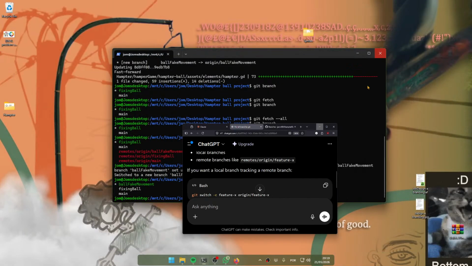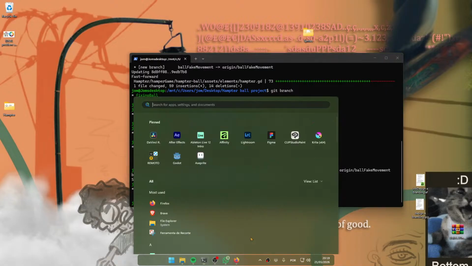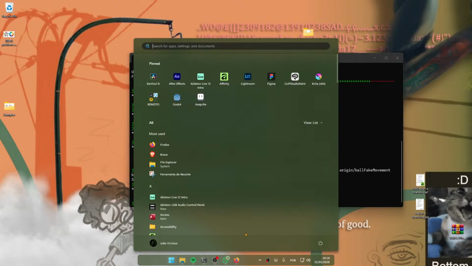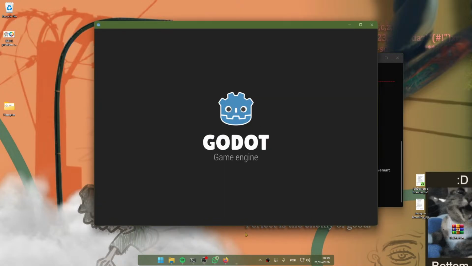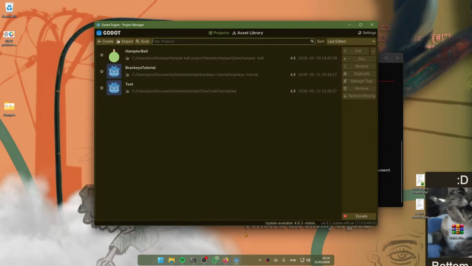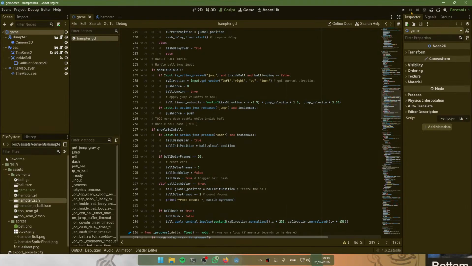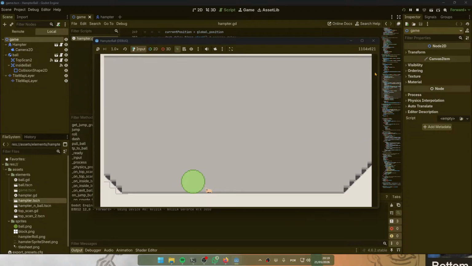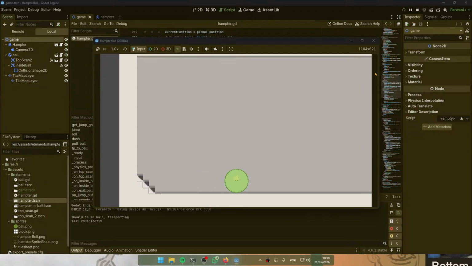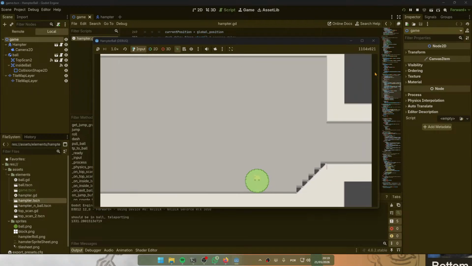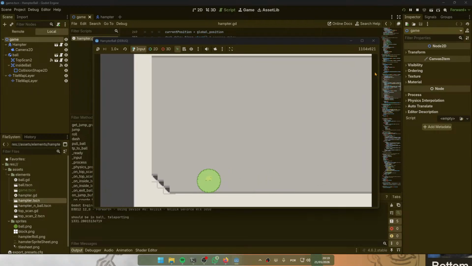Hold on, let me show y'all. Where is the Godot? Let me show y'all what's going on. So we got this code right here on the ball. If I enter the ball, he just stays on the center, you know? Later on animate this is fine, but like you control the ball. Like this you control the ball.